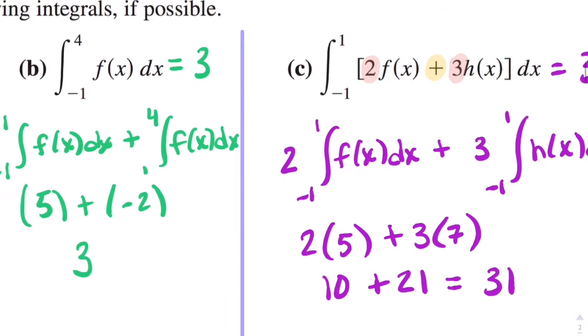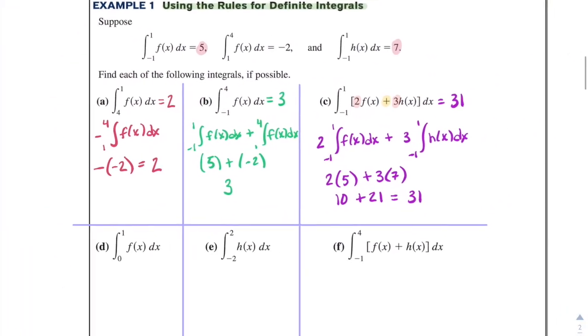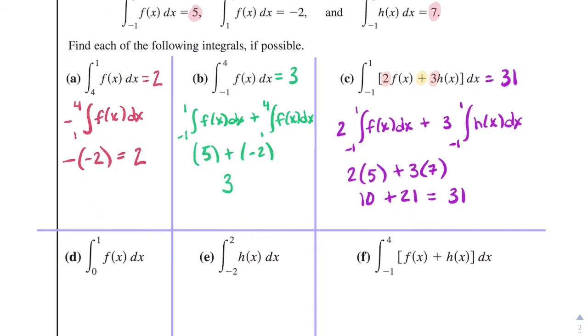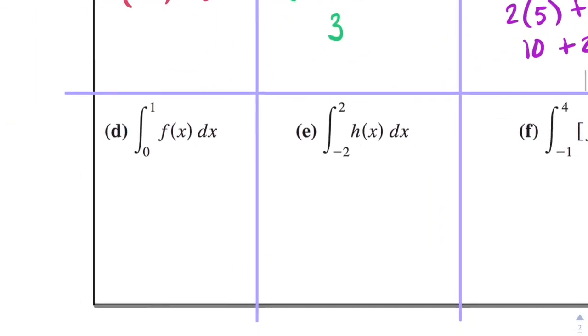All right, letter D is interesting. We have the integral from 0 to 1 of f of x dx. You don't see it up there, right? I see -1 to 1, but I don't see 0 to 1. I can't just divide this in half. I can't say the integral from -1 to 1 is 5, so it must be half of that because 0 to 1 is halfway between -1 and 1. We don't know what the function's doing or what it looks like, so we are just going to say that this is not applicable.